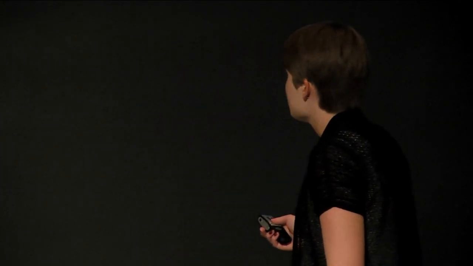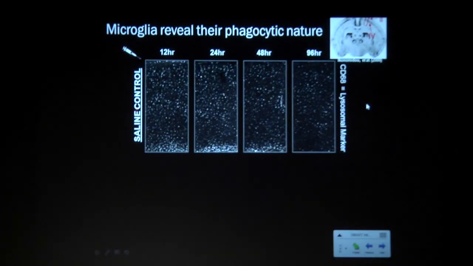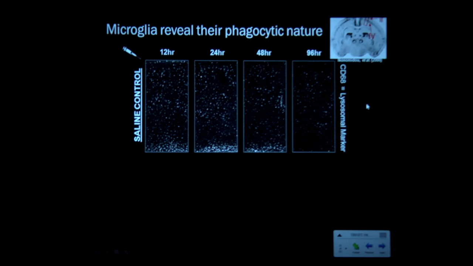Now what we're looking at here is once again our saline controls, and what you'll notice is the top of the image is the top of the cortex, the bottom of the image is the bottom of the cortex. So we're looking at the entire expanse once again. And what you'll notice is there's a basal level of these white dots, which is our CD68, the marker of lysosomes. And the other thing you'll notice is that they're relatively evenly spaced, like microglia.